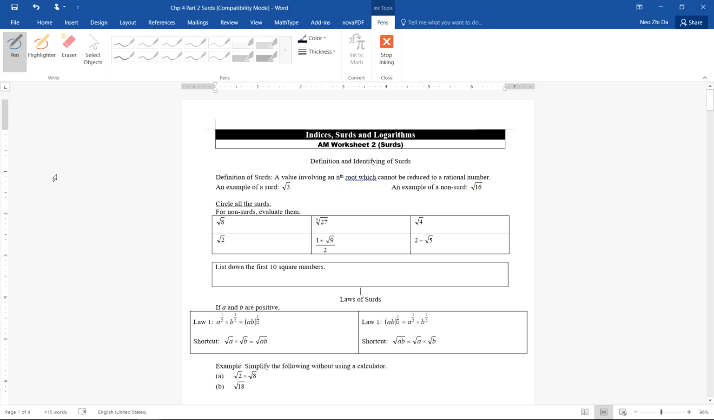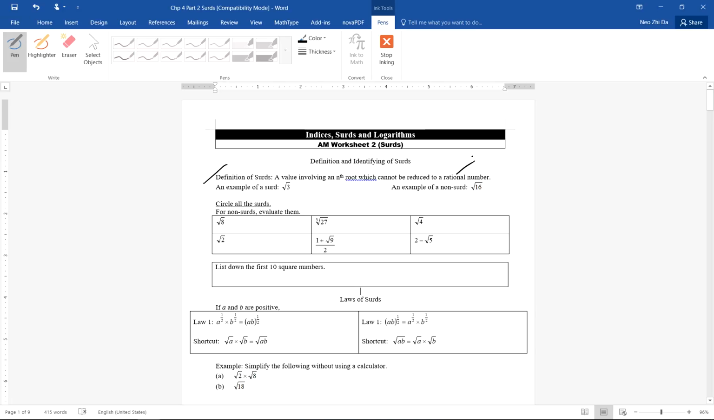Okay, Tree Enterprise. So today we will move on for HBL to a new topic called surds. The definition of a surd is a value involving an nth root which cannot be reduced to a rational number.